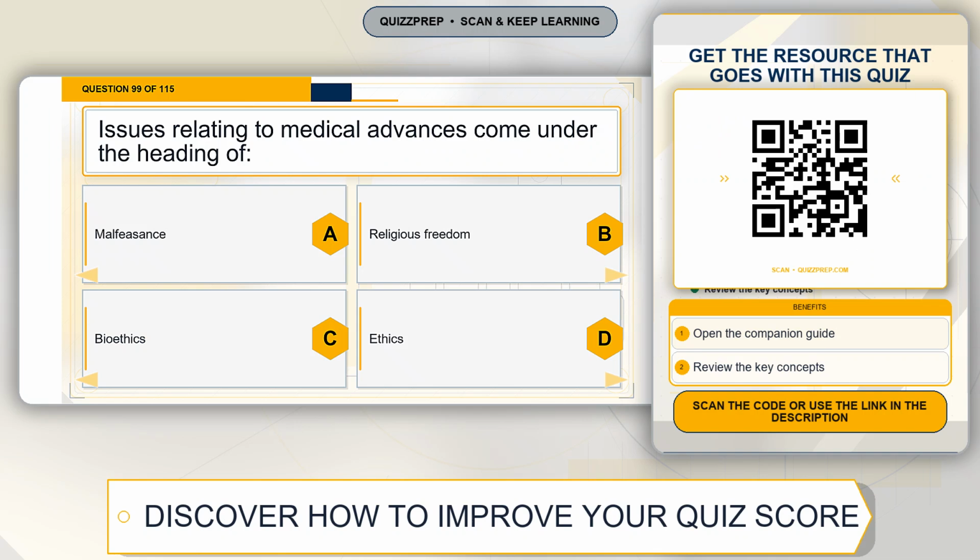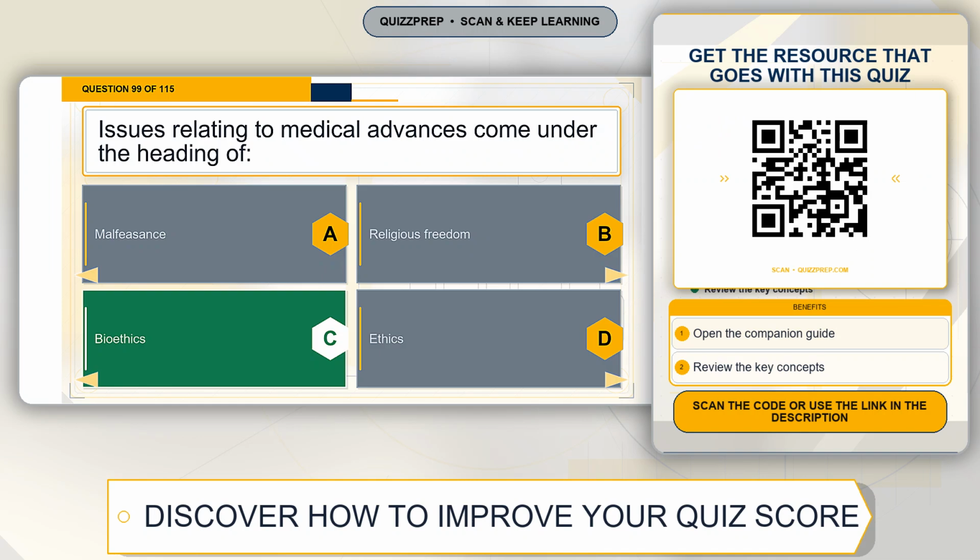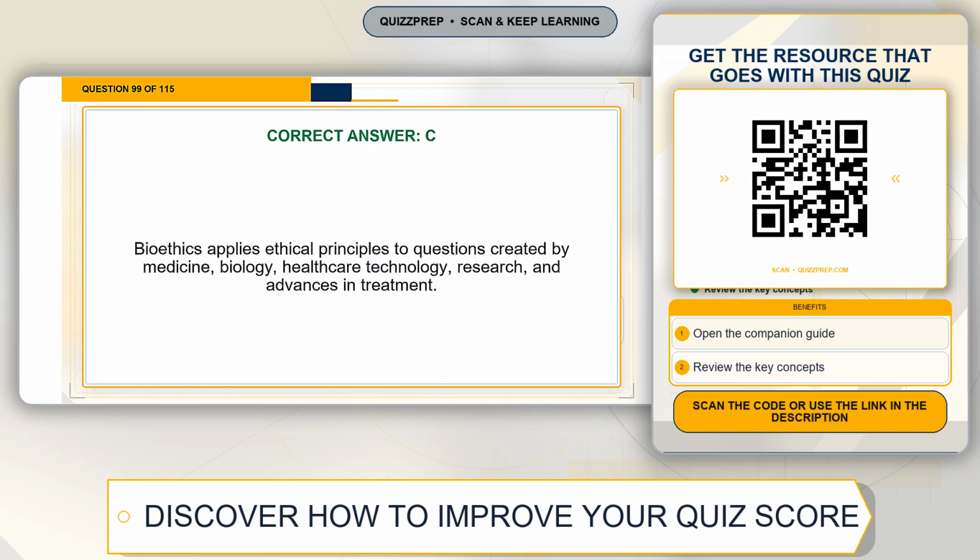Question 99. Issues relating to medical advances come under the heading of: Option A, malfeasance. Option B, religious freedom. Option C, bioethics. Option D, ethics. The correct answer is option C, bioethics. Explanation. Bioethics applies ethical principles to questions created by medicine, biology, healthcare technology, research, and advances in treatment.